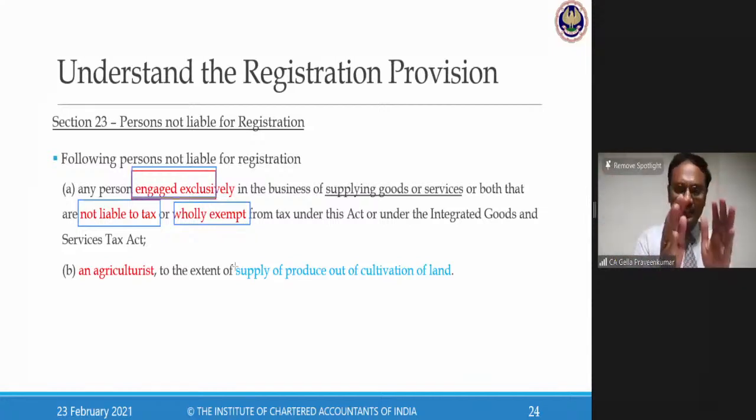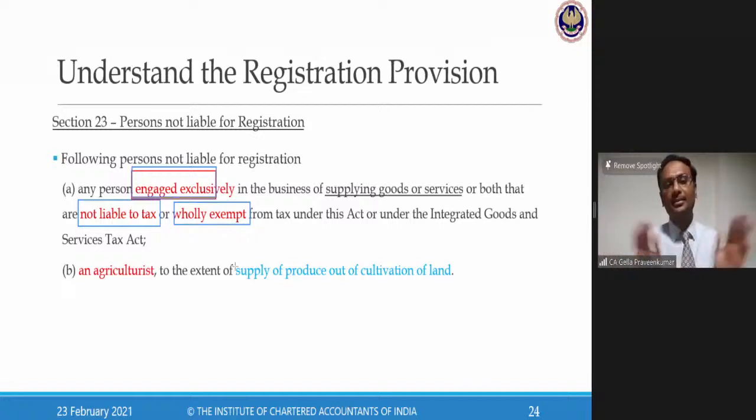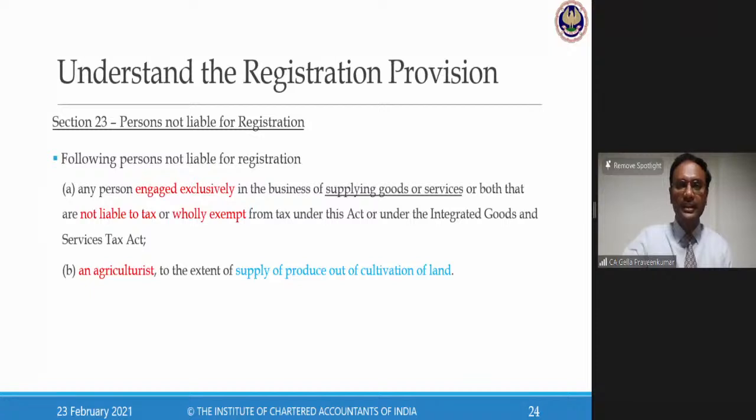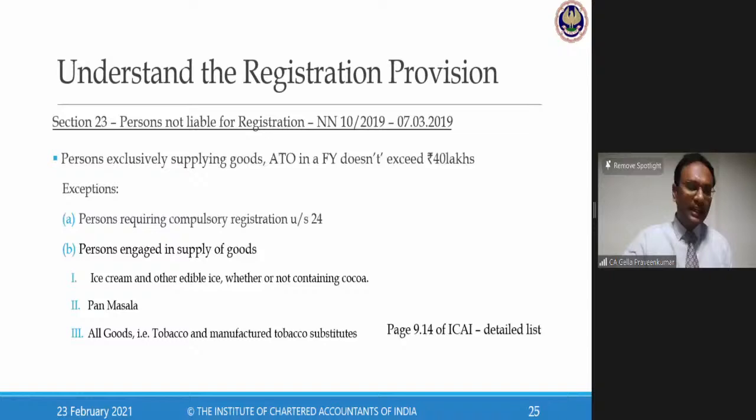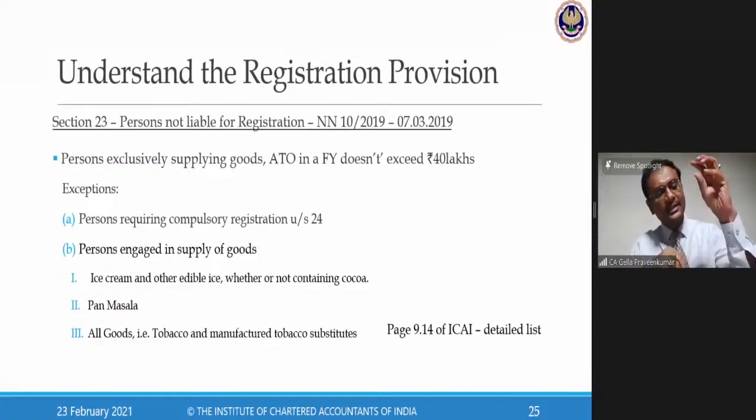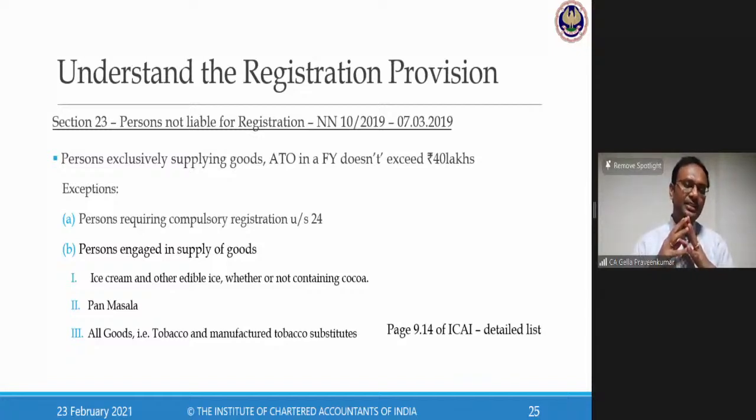The law, section 23, says I give you an exemption. This is what the law says. Now, this is what we need to understand. In addition to that, section 23 has a fantastic provision where it says the government, on the recommendations of the council, by a notification, can specify some category of persons who are exempted from obtaining registration. This is one of the peculiar provisions which we need to keep in mind.